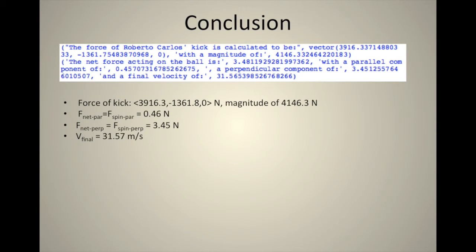As a result of running the computational model, I found that the force of Roberto Carlos's kick was 4,100 newtons. This is a very strong kick because I found that the average shot of a soccer ball is usually around 3,500 newtons. I also found that the parallel component of F spin was 0.46 newtons, which is small in comparison to the perpendicular component of the spin, which makes sense because the speed of the ball is not changing considerably, but its direction is. So the perpendicular component was found to be 3.45 newtons, and the final velocity of the ball to be 31.57 meters per second.